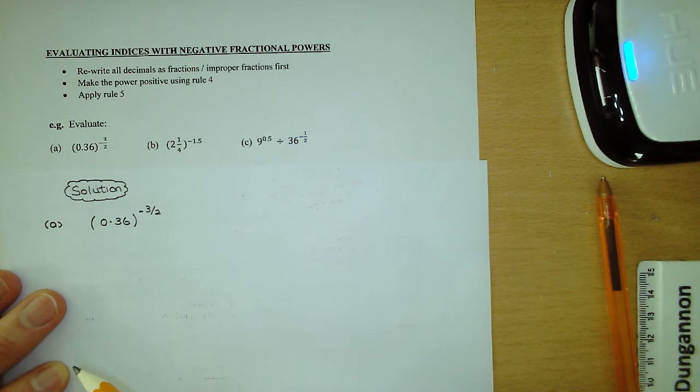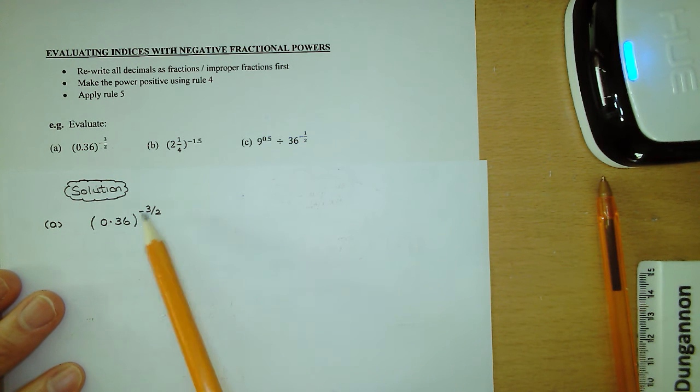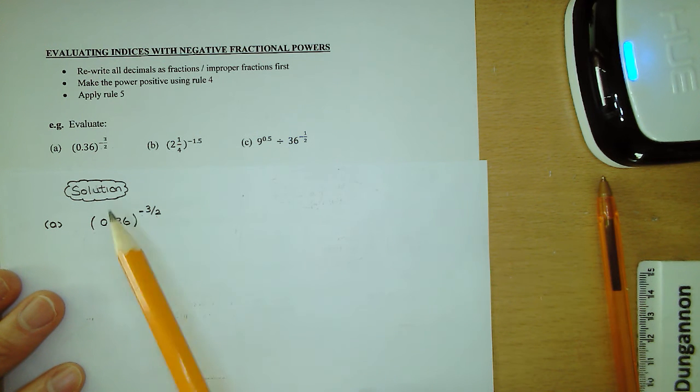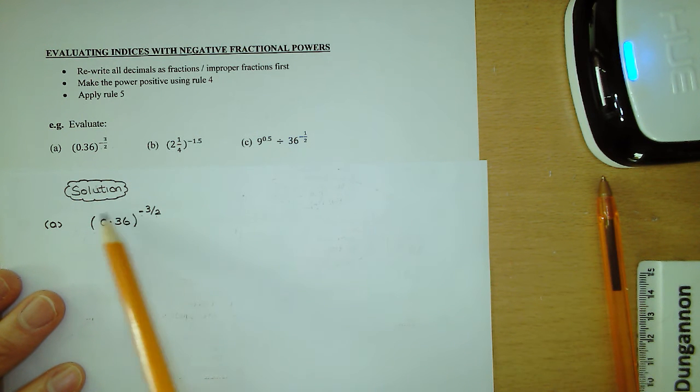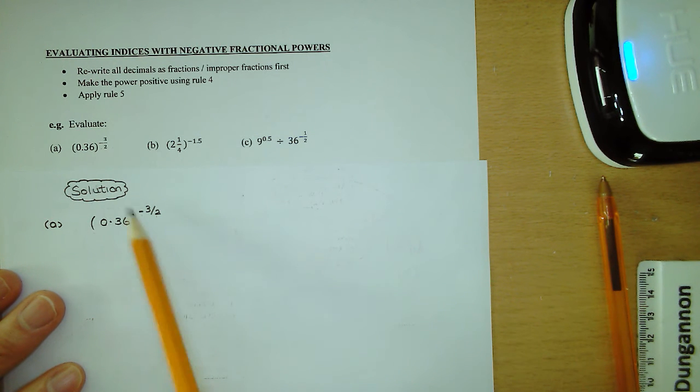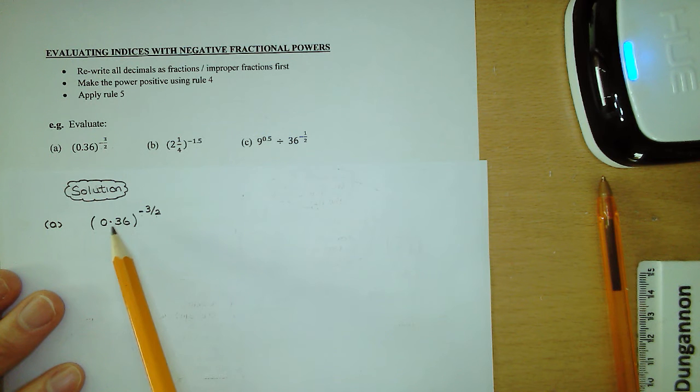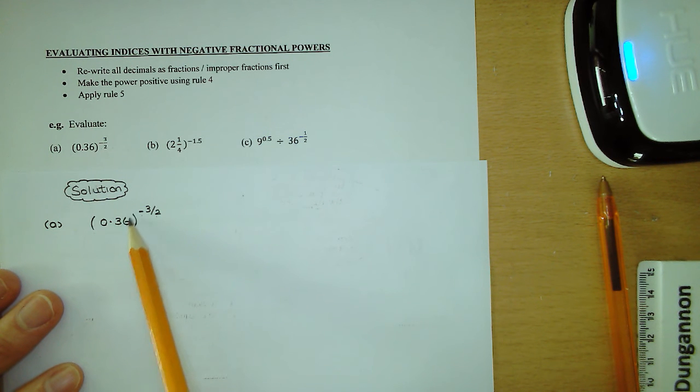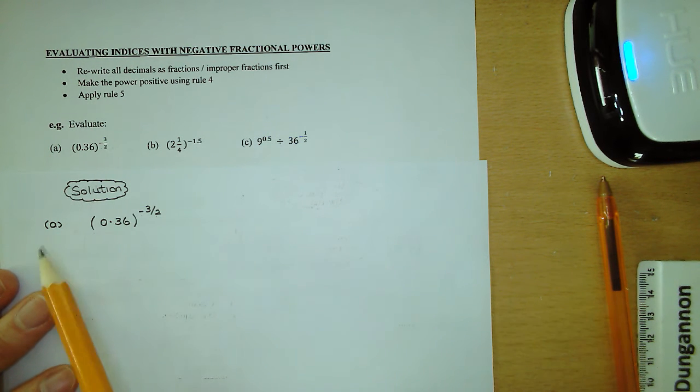We're now going to look at how to evaluate an indice which has a negative fractional power. The first thing we do is take a look at the base. So the base of our indice is 0.36. We want bases to be fractions or improper fractions. So let's change 0.36 into a fraction.